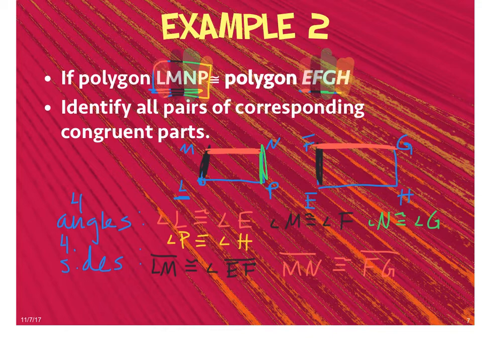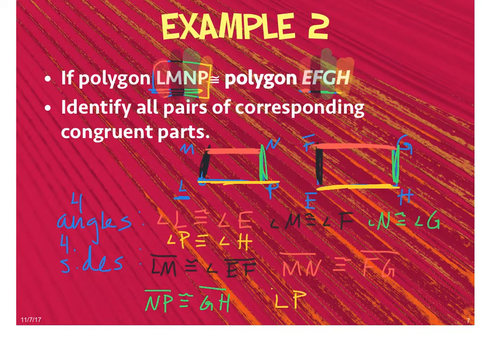Now we can look at the right side. So we have NP and GH. So segment NP is congruent to segment GH. And lastly, we're left with the bottom segment. So we can say LP is congruent to segment EH. So here we have a polygon with 4 letters, and we're going to have 4 angles and 4 congruent sides. So that's example 2.